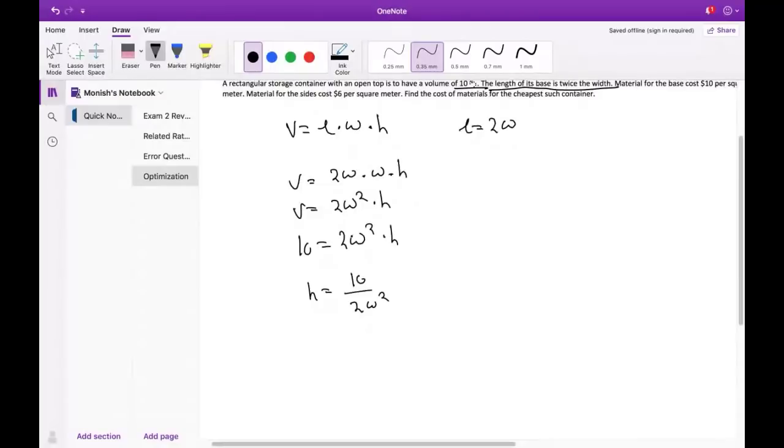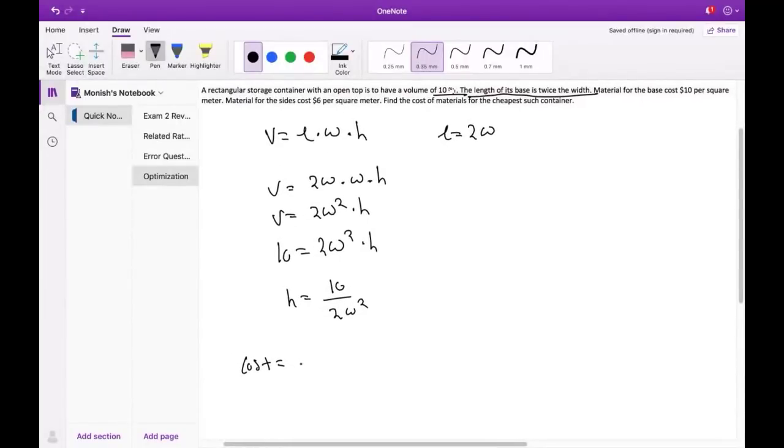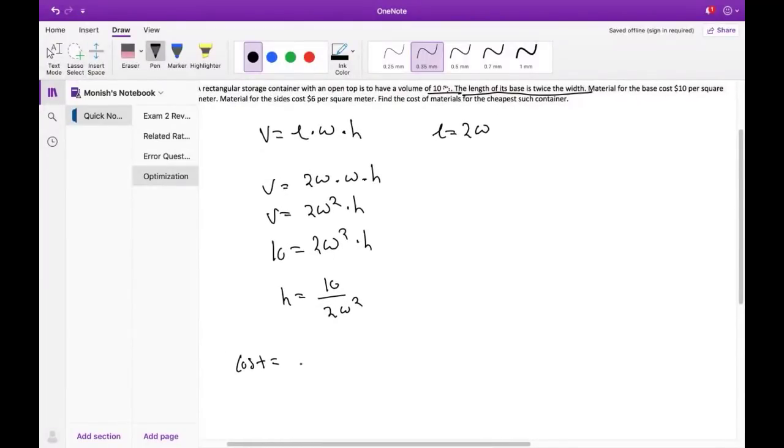Okay, so what do we know? We know cost is equal to $10 per square meter for the base. And so that would just be 10. And then, okay, so it's $10 per square meter for the base. And so what would I write in this parentheses then? It's just asking for the base. So it's basically just asking for this portion right here.